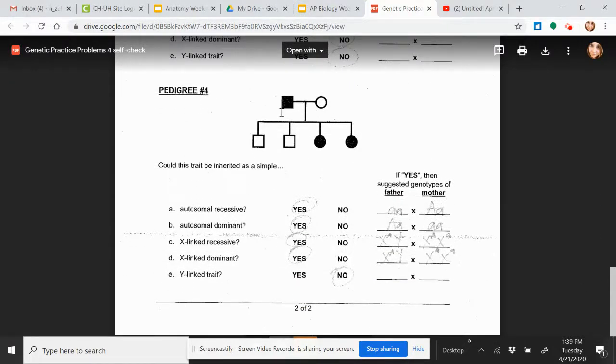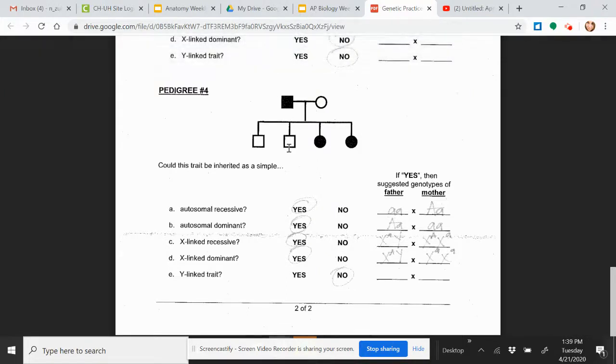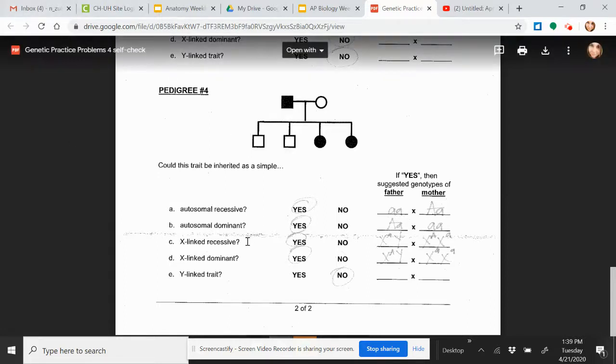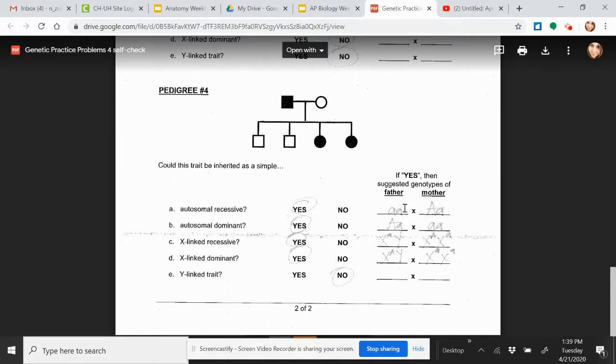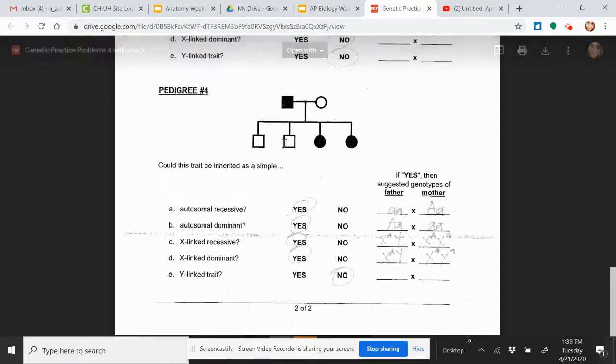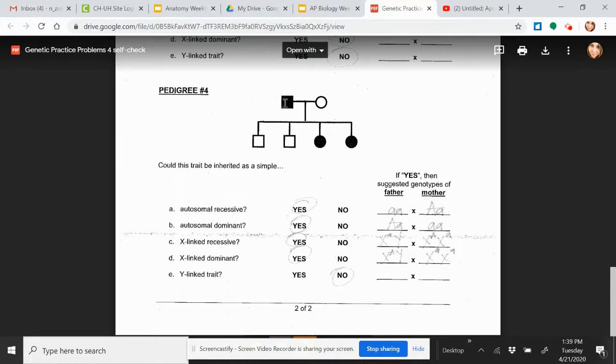Pedigree 4. We're seeing it in each generation right here. However, we also see that it's not affecting every individual. So this could be recessive or dominant. We do not have enough information to say definitively one way or the other. If it is in fact autosomal recessive, we would see big A, the mother here, and the father, little a, because he is shaded in. So that means he has the trait.